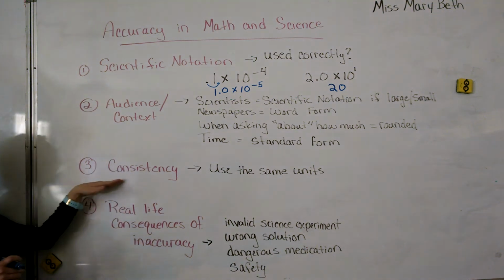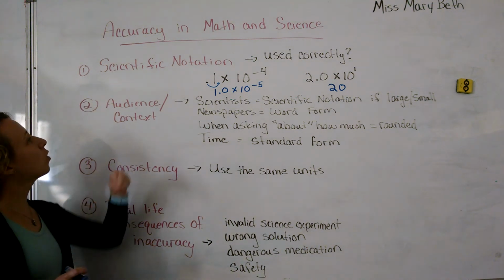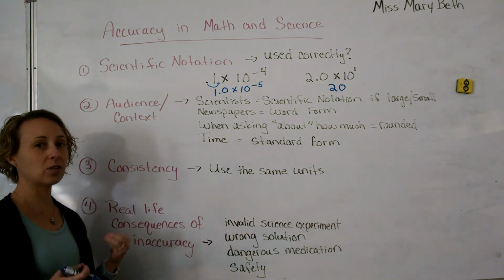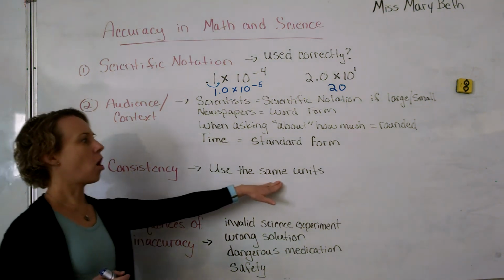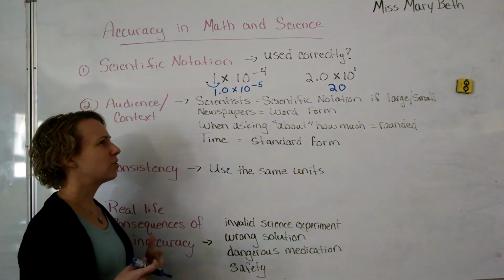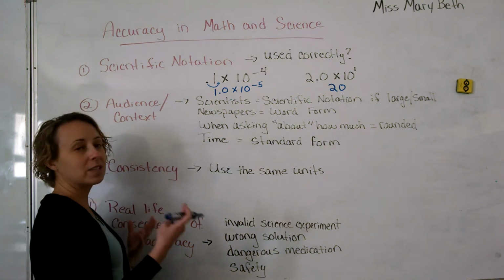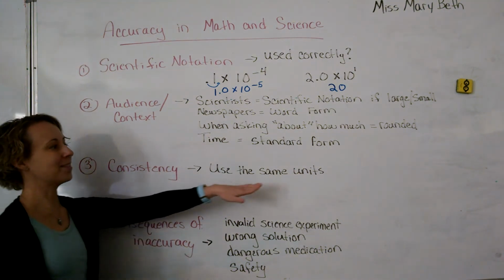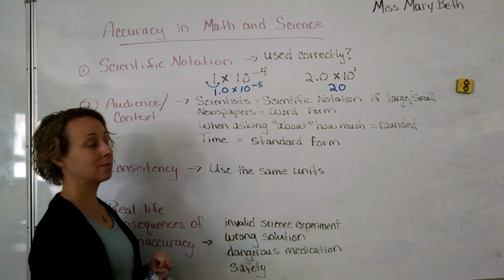Something to think about is consistency. When you're working in math and science class, you should be using the same units throughout. So, are you using milliliters the whole way down? Or did you switch to gallons? Are you using liters, or did you switch to something else? Look to see if the same units are being used.